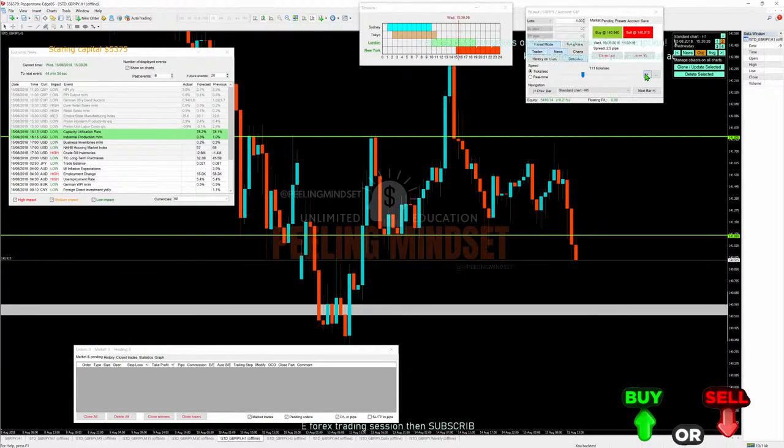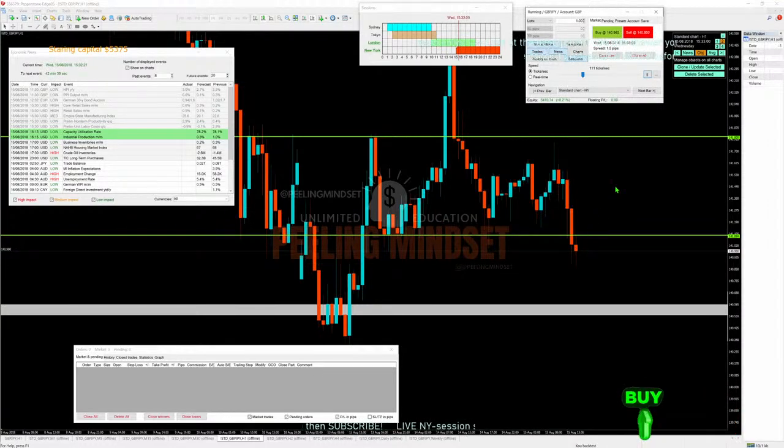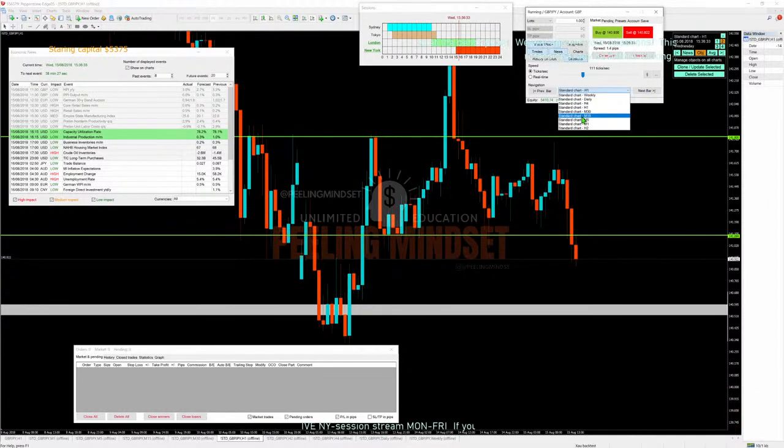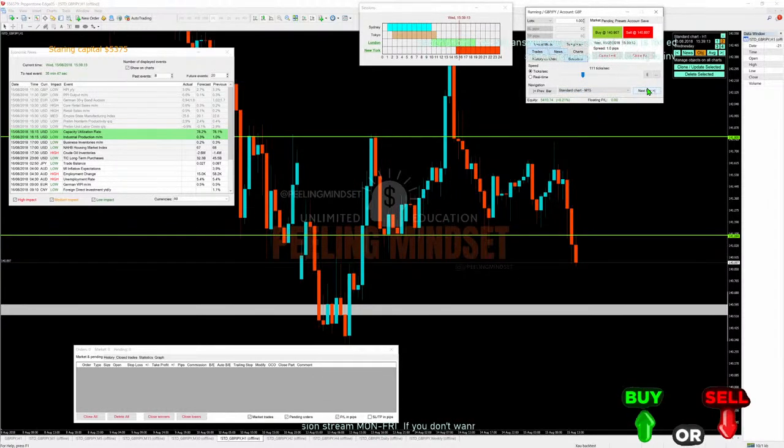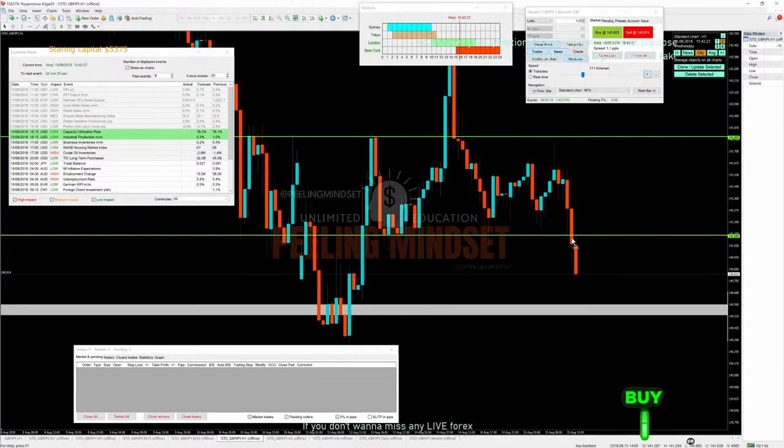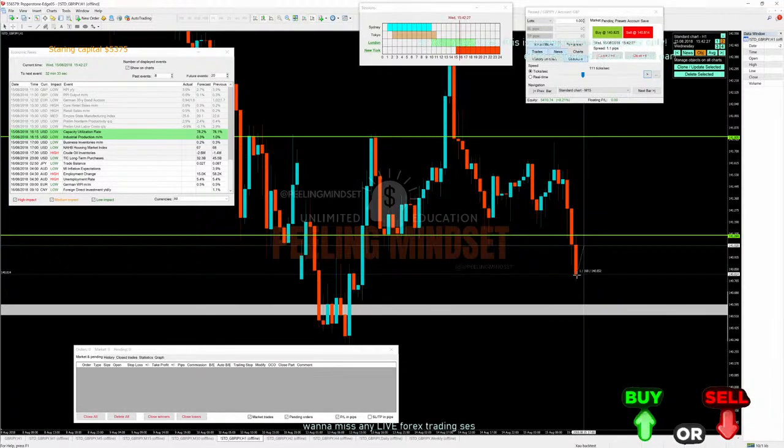Let's see. And candles are pushing down nice and slow. Nice and slow. Ooh, and it's pushing down. Wow. Look at this. So this was a valid trade right here.